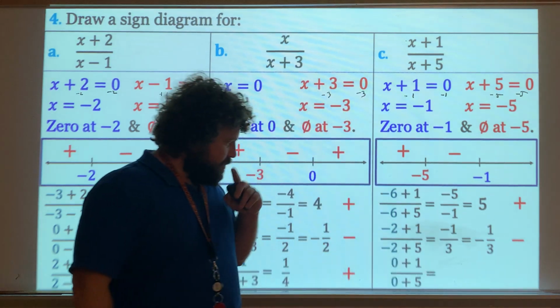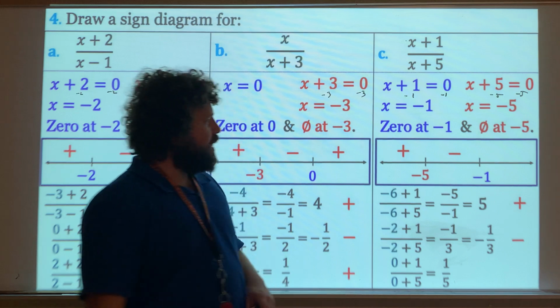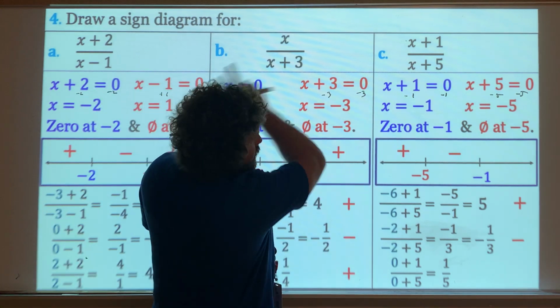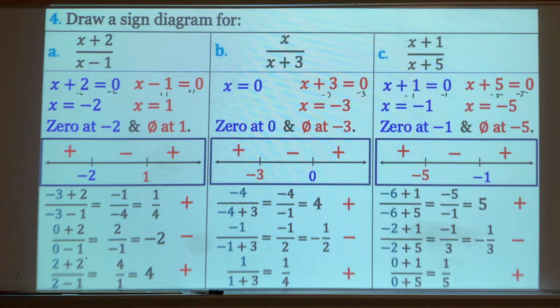0 plus 1, 1/5. That is positive. And this is your sign diagrams for rational numbers. Hope you're feeling good, because we got 3 more.